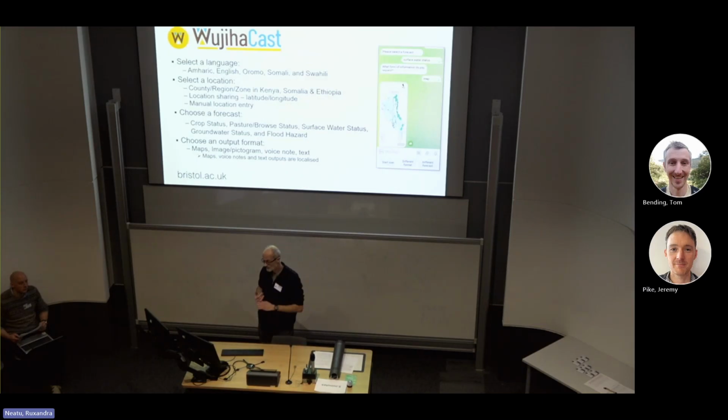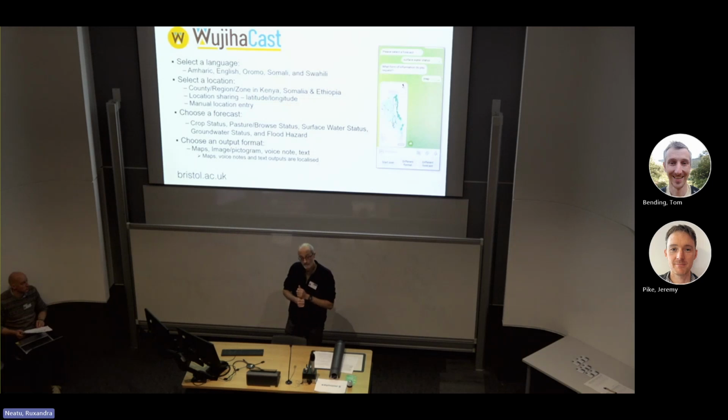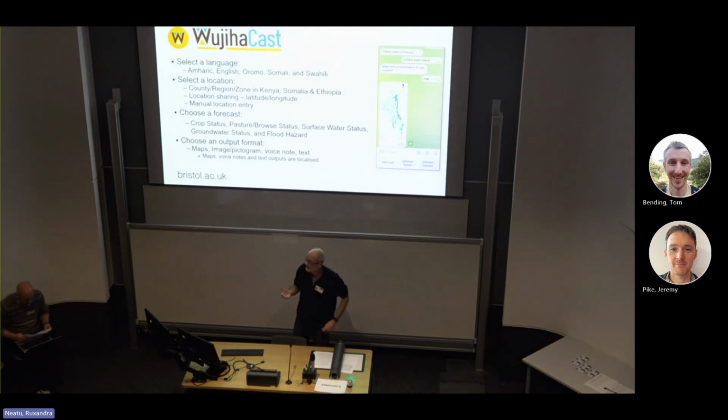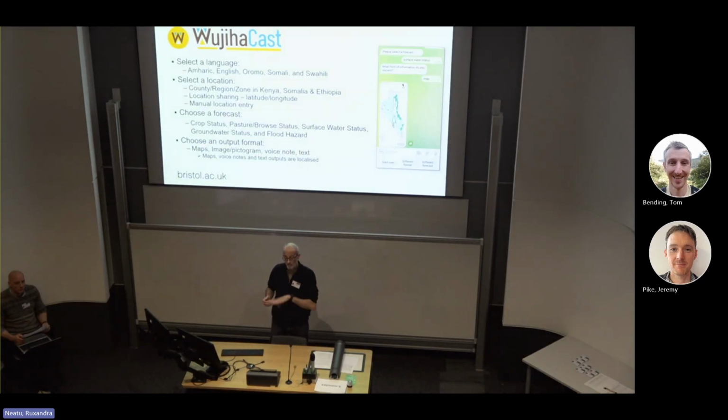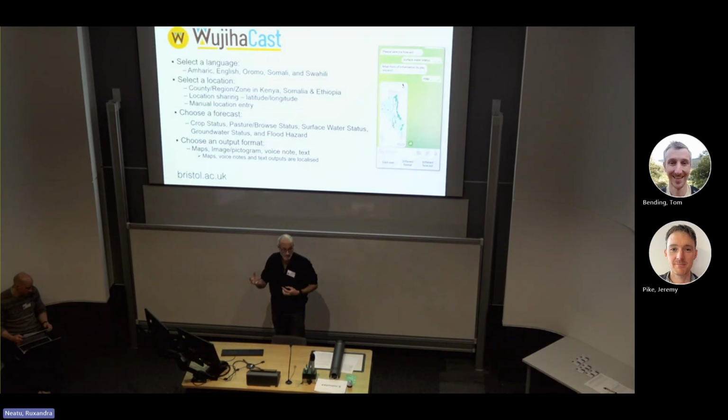We have 5 forecasts: crop status, pasture and browse status, surface water status, groundwater status, and flood hazard. And once we know what they want, we can ask what format they'd like it in. In the screenshot, you can see here, a user has requested the data in the form of a map of their region. So it's quite a complicated heat map, but the models also outputted some generalized data for the regions. And so we could get above normal, normal, and below normal for the expected for that region for that season. And we could use that to deliver a kind of pictogram reference or explanation of the forecast.